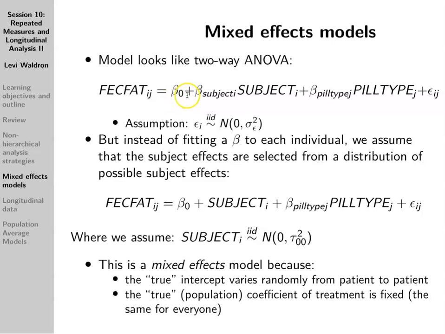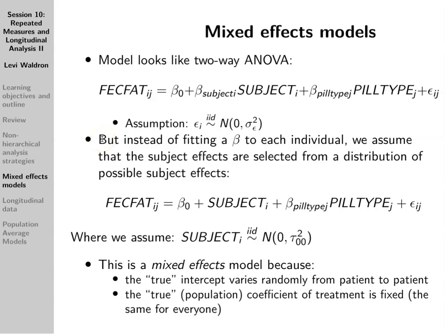the fecal fat measurement, plus a subject-specific effect. So for each subject other than the reference subject, this would be the difference in means between that subject and the reference, plus another coefficient for pill type. And for each pill type other than the reference, this would be the difference in the mean fecal fat measurement for that pill type relative to the placebo, plus a residuals term. With this assumption that the residuals are independent identically distributed with a mean 0 and a constant or homoscedastic variance sigma squared.